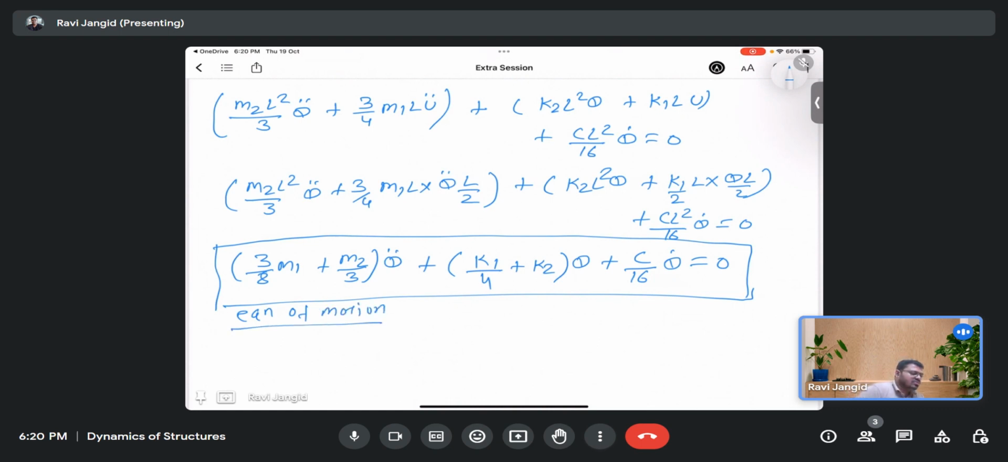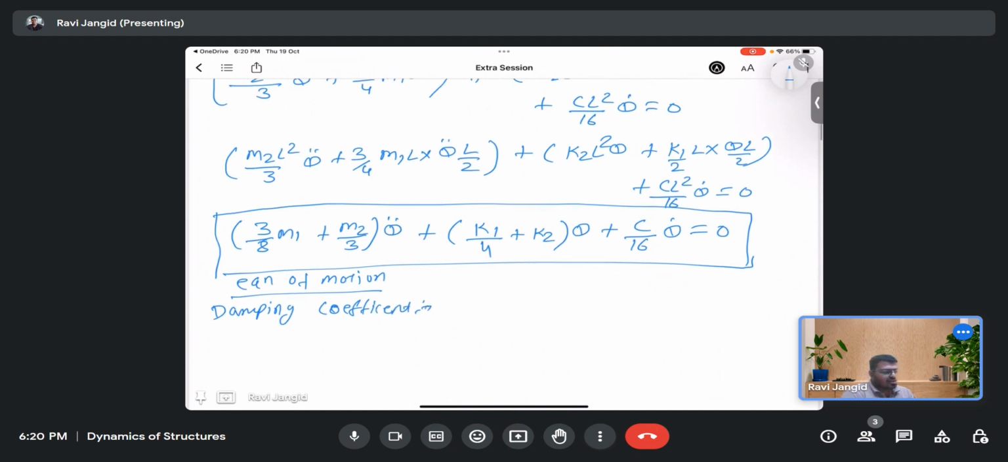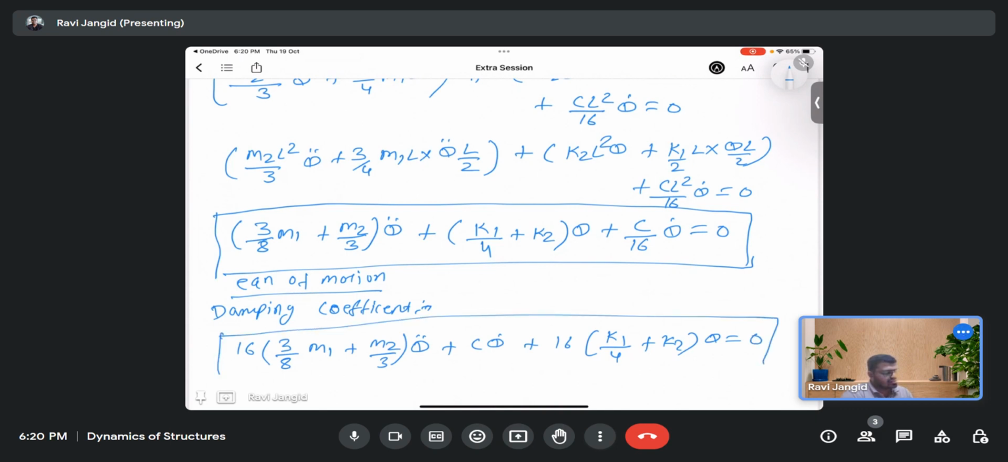Now we need to find the damping coefficient. For this, let us rearrange the terms again. Multiplying the equation by 16, we get 3 by 8 m1 plus m2 by 3 theta double dot plus c into theta dot plus 16 into k1 by 4 plus k2 theta is equal to 0. So that is the equation.